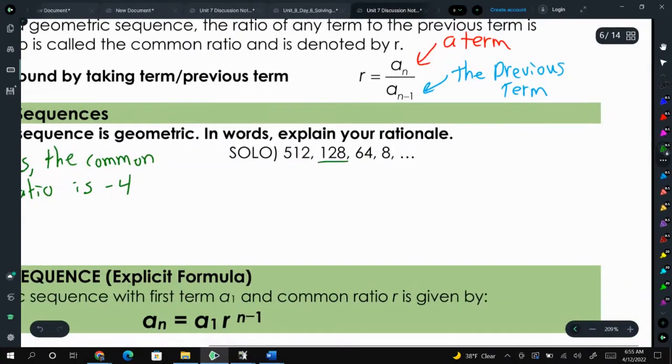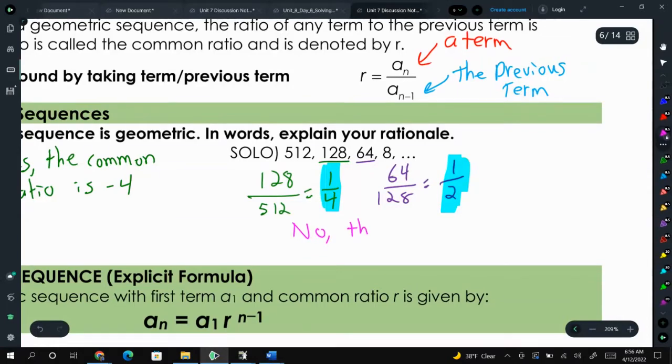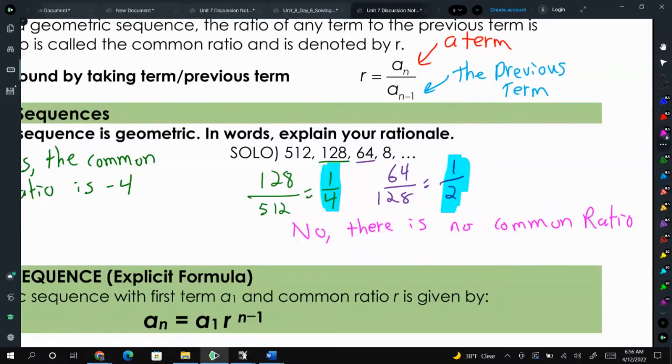Now with this one, 128 over 512, that is 1/4. And then 64 over 128, that simplifies to 1/2. These are not the same. So no, there is no common ratio, because it doesn't equal the same when I divide two adjacent terms.